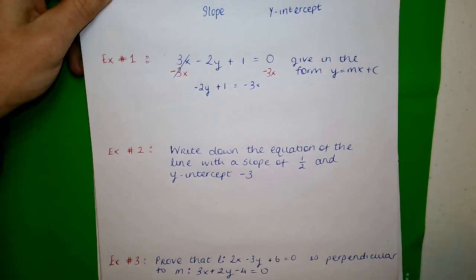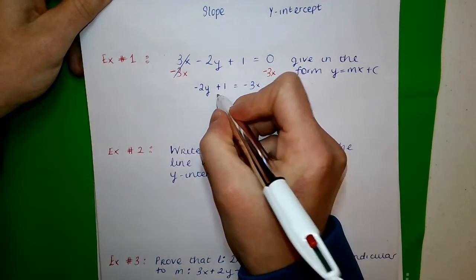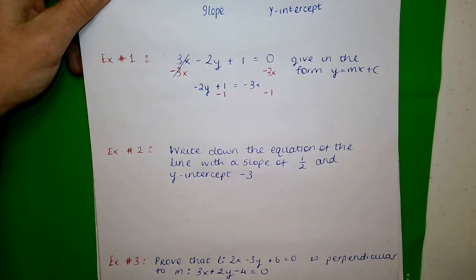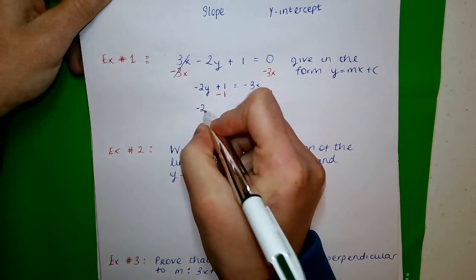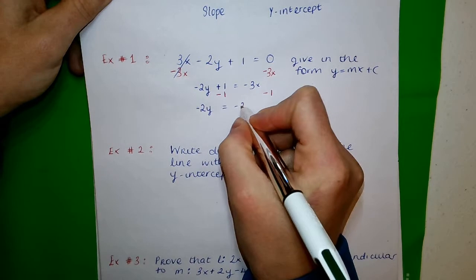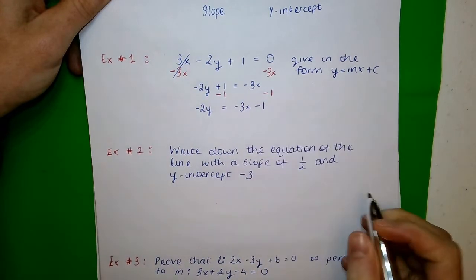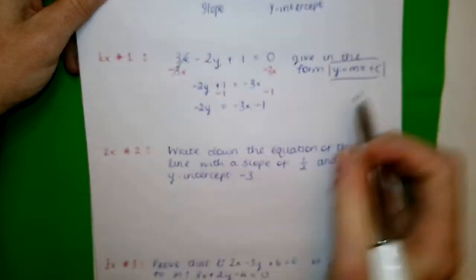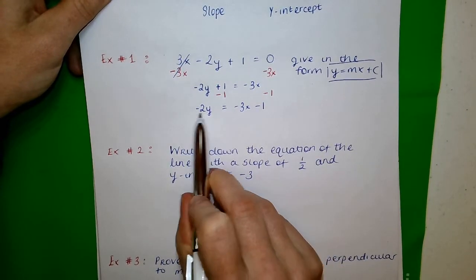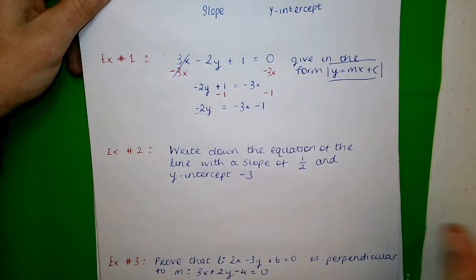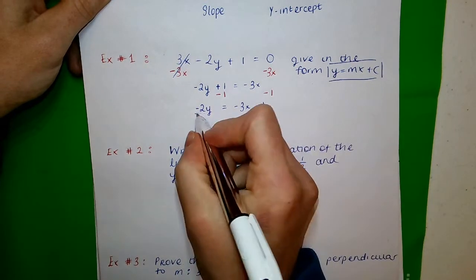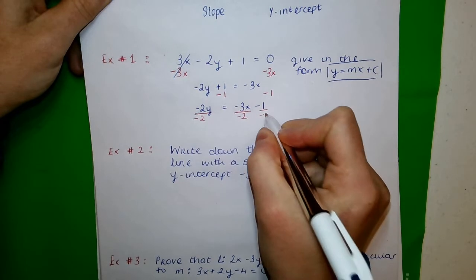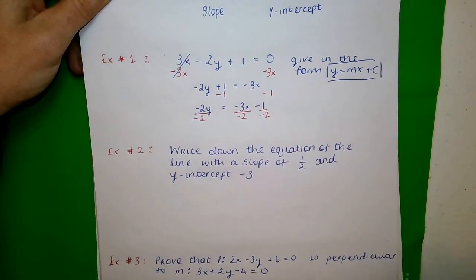The next thing I'm going to do is get rid of that plus 1, so I'm going to take 1 away. And remember, whatever I do to one side I must do to the other. So I'm left with minus 2y equals minus 3x minus 1. Now, we're actually closer to this now, as you can see. The only thing we've left to do is get rid of this minus 2, and the way that we do that is we just divide everything by minus 2, like so. Be careful of your signs here.